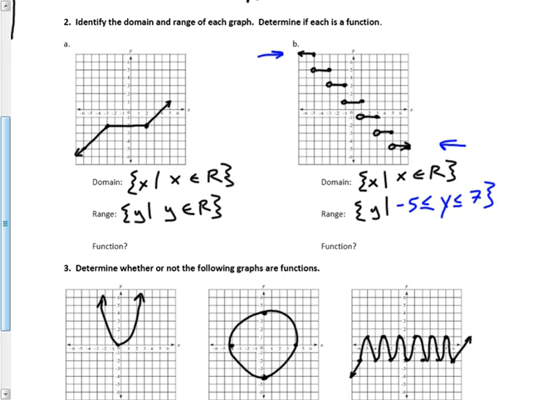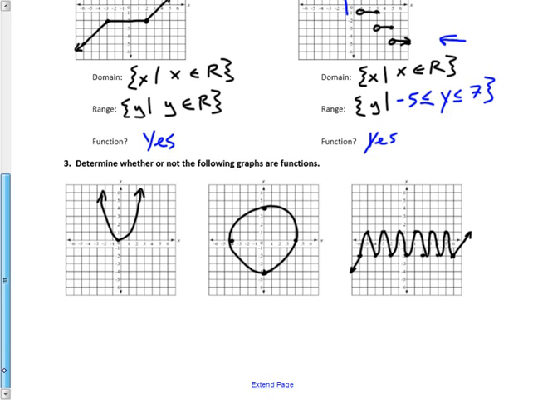So then the question is, is it a function? And I can decide with a vertical line test that yes, the first one's a function. And I also can decide with a vertical line test that the second one is as well. Even though when I draw a vertical line here, it looks like it goes through 2 points, only one of them is included. That's the one that's included. So it actually is a function. There's only one point that that vertical line goes through.